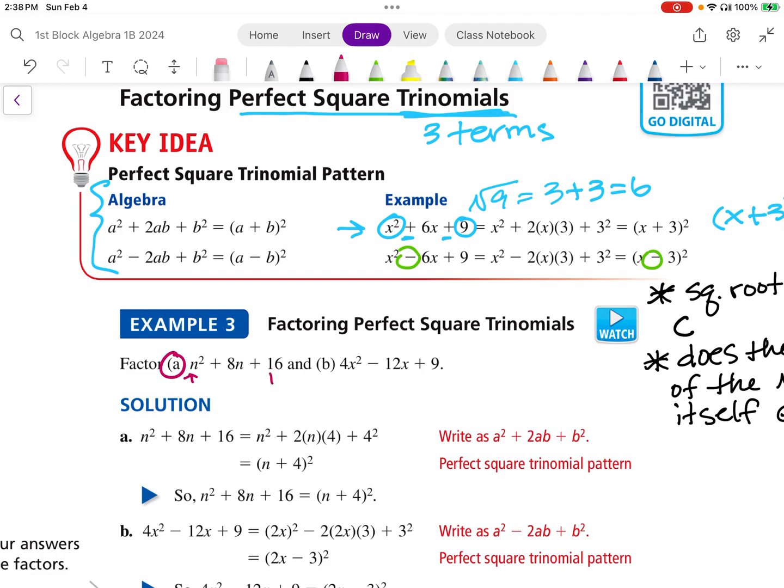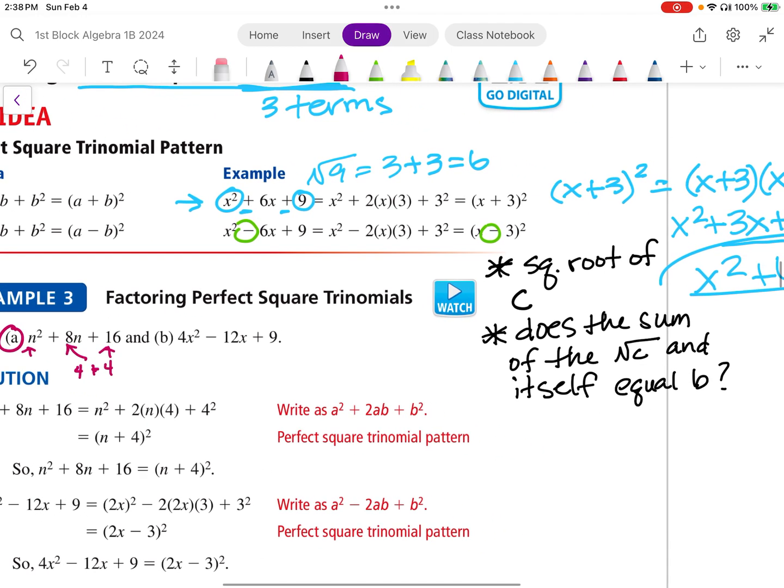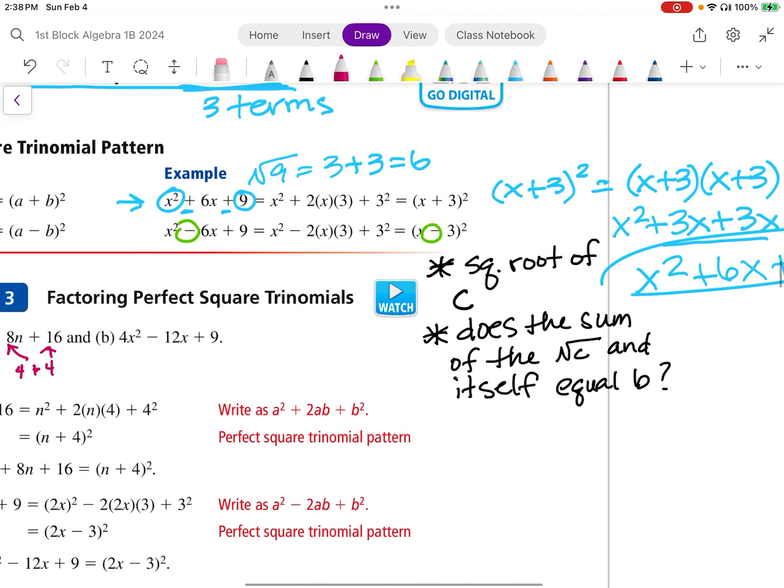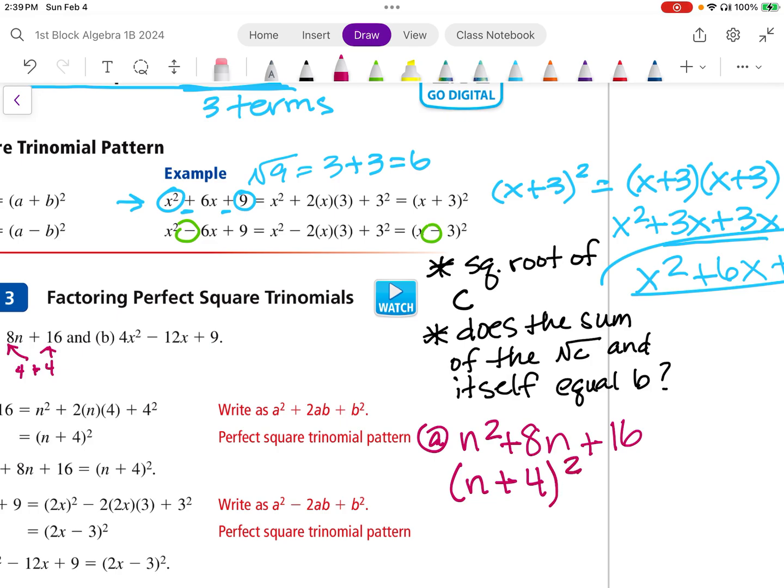Yes. Is 16 a perfect square? Yes. What is the square root of 16? 4. If I add 4 to itself, do I get b, 8? I do. So that means I can take, this is a, n squared plus 8n plus 16, n plus 4 squared.